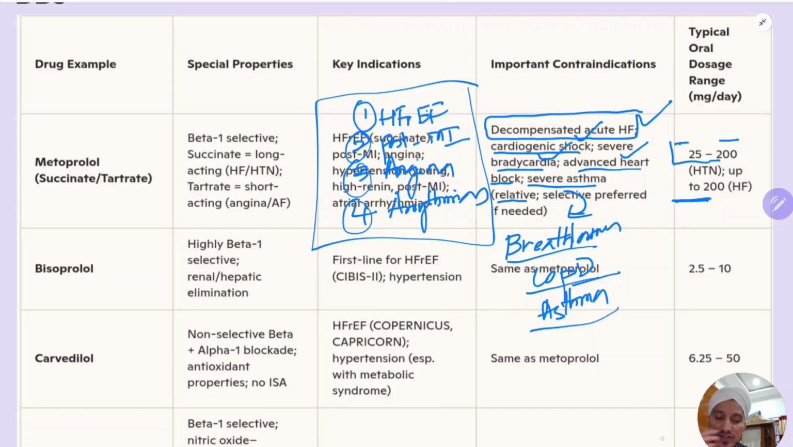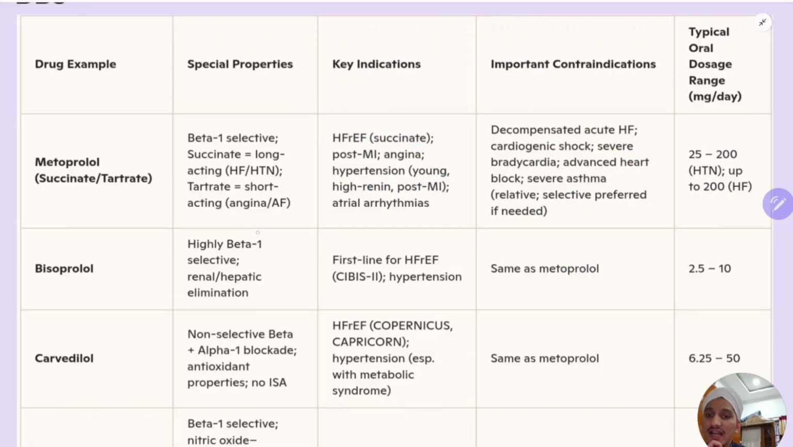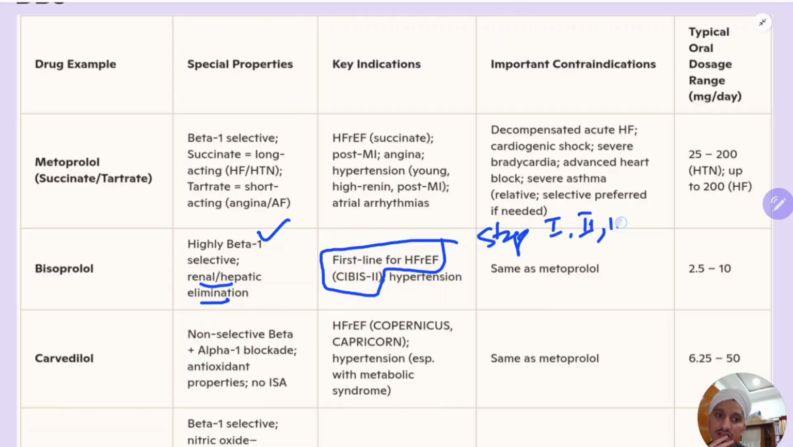So the succinate derivative, which is long acting, is used in heart failure and hypertensive patients, and the tartarate derivative is used in angina and arrhythmia patients. Bisoprolol is a highly beta 1 selective blocker, and it has both renal and hepatic elimination. Remember this one. This is a first line beta blocker for stage 2 HFrEF. Remember the stages of heart failure: stage 1, 2, 3, 4. What is stage 1? The patient has the risk but no structural or functional abnormalities.